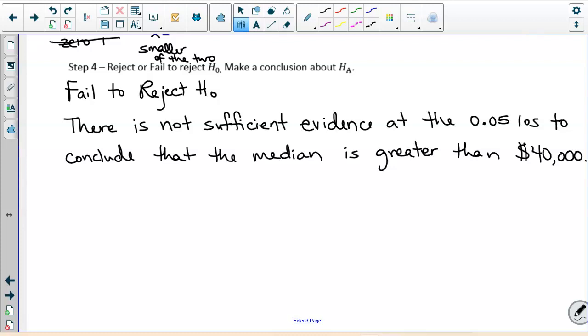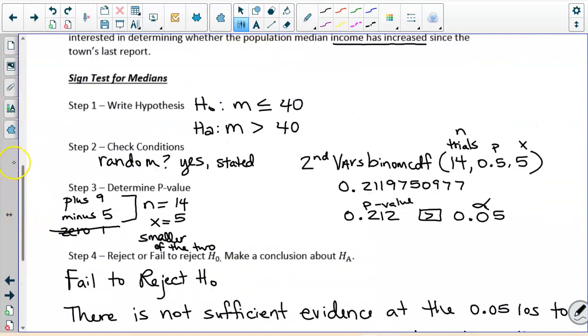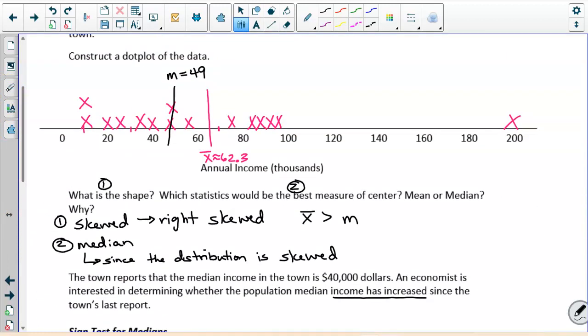It says the town reports that an economist is interested in determining whether the population median income has increased. So has it increased? Statistically significant, right? If I looked at this data, it looks like it's increased because my median was 49,000, right? But that's the beautiful thing about running a statistical test, it shows you if it's statistically significant or not, which means if people were to do this 95 times out of 100, they're going to get that the median is not greater than 40,000. Okay? Questions for me?